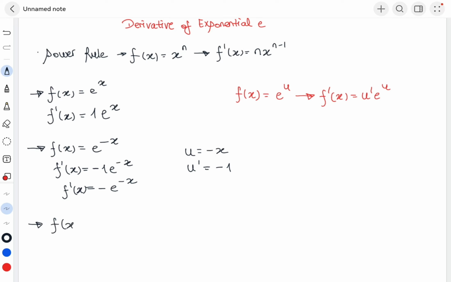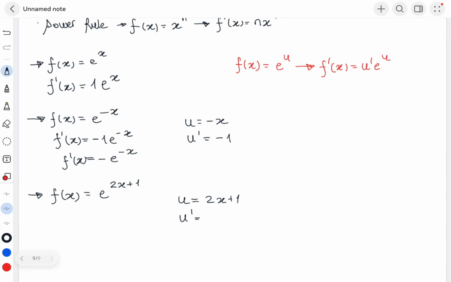What if we had something like e to the 2x plus 1? We look at the power. The power is 2x plus 1. We derive it. The derivative of 2x plus 1 is 2. Now we use the formula u prime e to the u. So we'll have 2 e to the 2x plus 1.